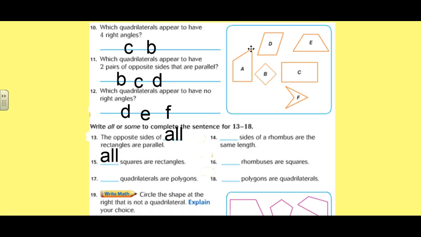And all of these shapes have no open spaces. They're all closed. So all quadrilaterals are going to be polygons. Okay, number 14 says blank sides of a rhombus are the same length.